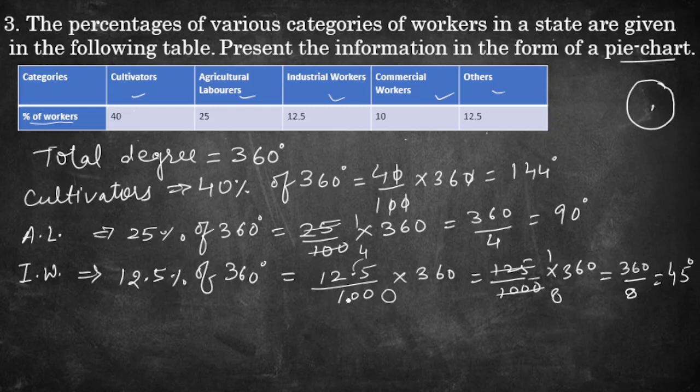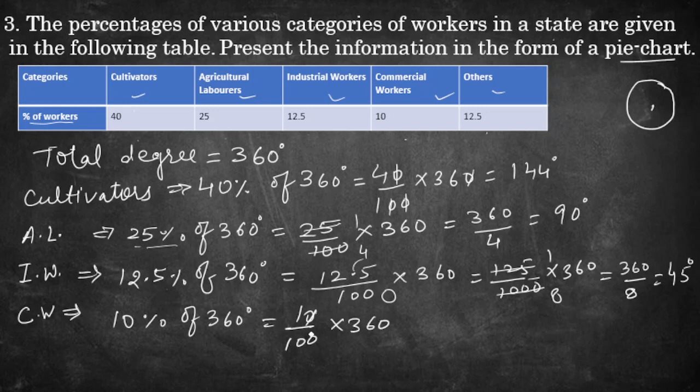Okay. Or directly also you can calculate, as 25% is 90 degree. So half of 25 is 12.5. So that will be 45. It's up to you how you are calculating. Now next is commercial workers. Okay, it is 10. So 10% of 360 degree. So 10, remove percentage sign, 100 will come down, off means multiply 360. So 0 to 0, 0 to 0 cancel out. It is 36 degree.